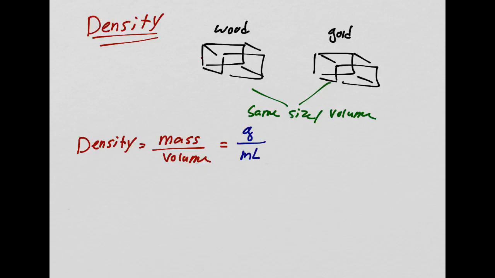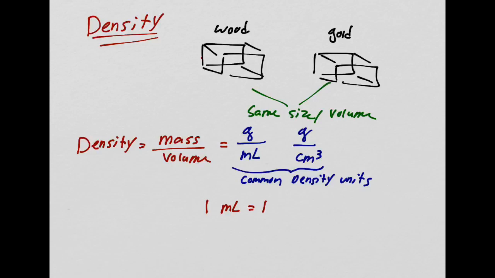Grams per milliliter and grams per centimeter cubed. Again, these are two common density units, not the only ones. So far, so good. Now, one thing I want you to remember, I want to put it in red so you remember: 1 milliliter equals 1 centimeter cubed. Milliliters and centimeters cubed are the units for volume. Those are metric units for volume. Remember that. All right, beautiful. Now, let's do a density problem.